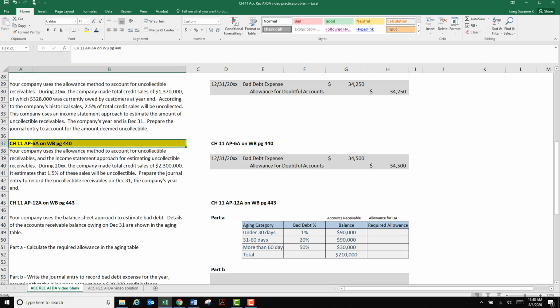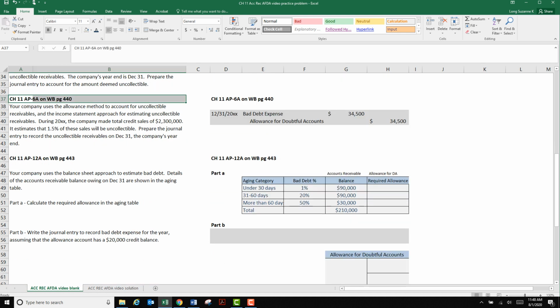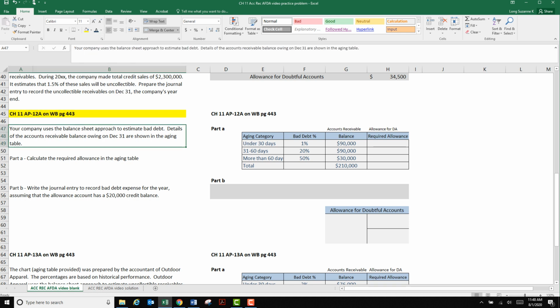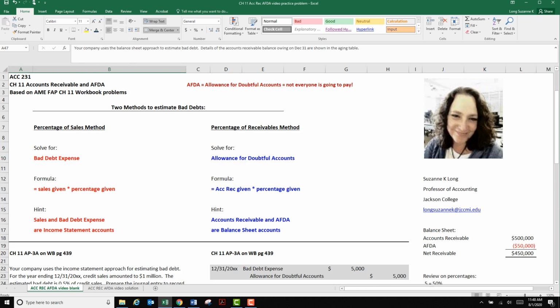All right, so that's it for the percentage of sales method. Let's move on to the percentage of receivables method. Now, you might be thinking, boy, this is super easy. But when you look at the second method, what I've seen is students start mixing up the two methods, so don't. Make sure you're solid on this one, and remember this one's different.